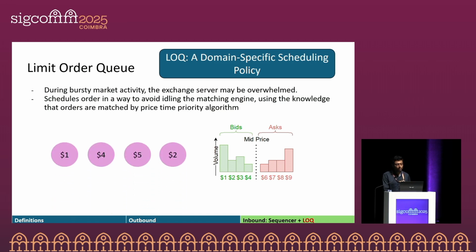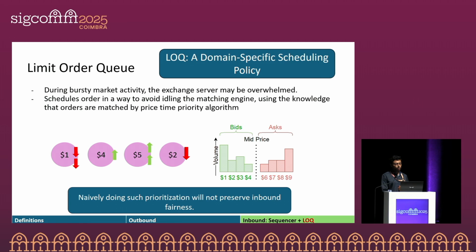In this example, if you have 4 orders which a proxy node is looking at, there are bids that have values of $1 and $2, and then asks that have values of $4 and $5. The intuition here is that you can prioritize those bids that are closer to the mid price and the asks that are closer to the mid price. So the $5 ask and the $2 bid can be prioritized over the other orders.